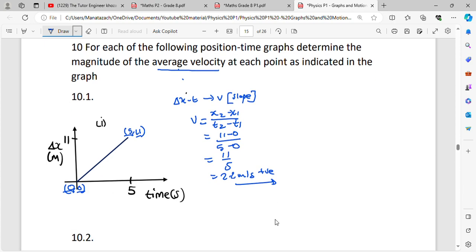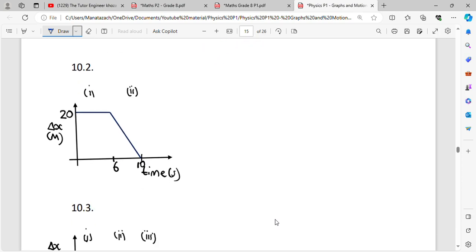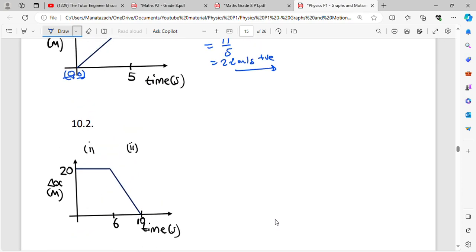Now let's answer the same question for 10.2. We'll calculate the average velocity for this section, from 0 seconds up until 6 seconds. So let's get the coordinates. Here you have 6 and 20. There the coordinate is 0 and 20. Here is 10 and 0. I want you to realize that the average velocity where the displacement is constant will be 0. But let's just do it so that you see how I got to 0.